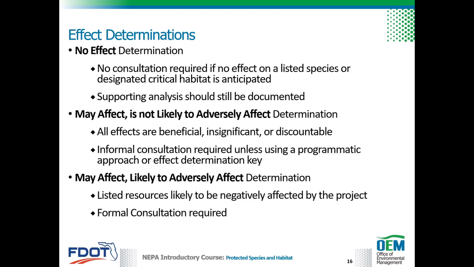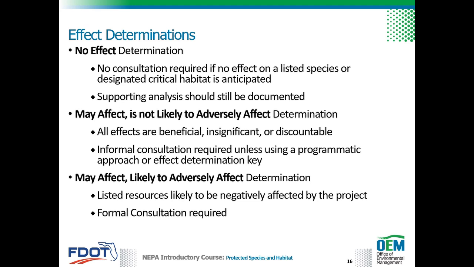To initiate informal consultation, FDOT should submit a copy of the technical memo or the NRE to the applicable services for review along with a letter requesting concurrence on the effect determination. Formal consultation or avoidance measures may be needed if the service does not concur with the determination that the project is not likely to adversely affect protected species.